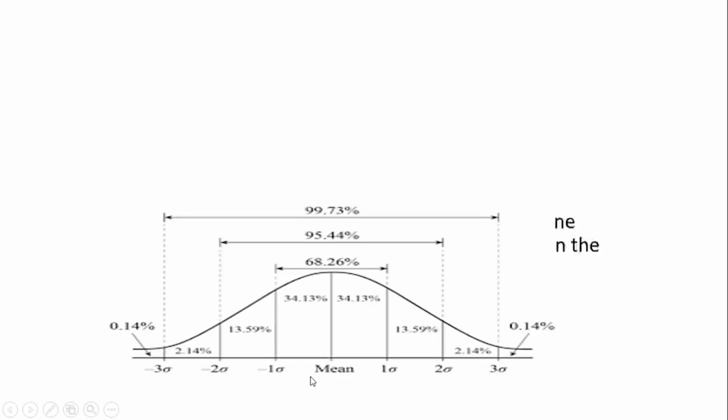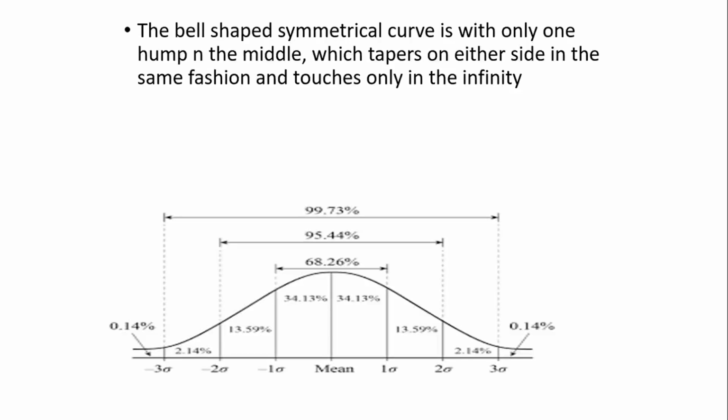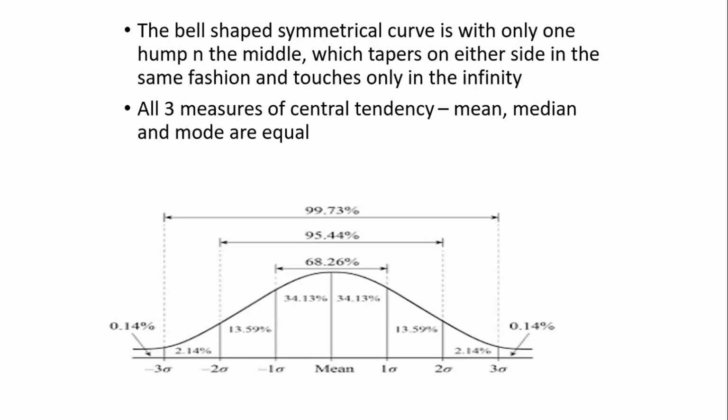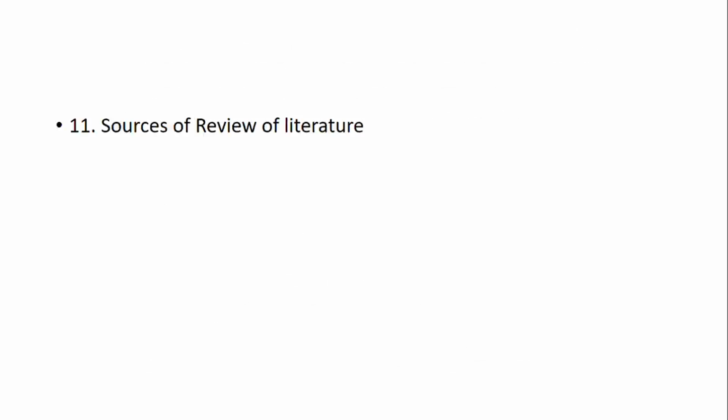This is a picture of a normal probability curve. It's a bell-shaped curve with only one hump in the middle, which tapers off on either side in the same fashion, touching the baseline only at infinity. That means the three measures of central tendency, mean, median, and mode, are equal.